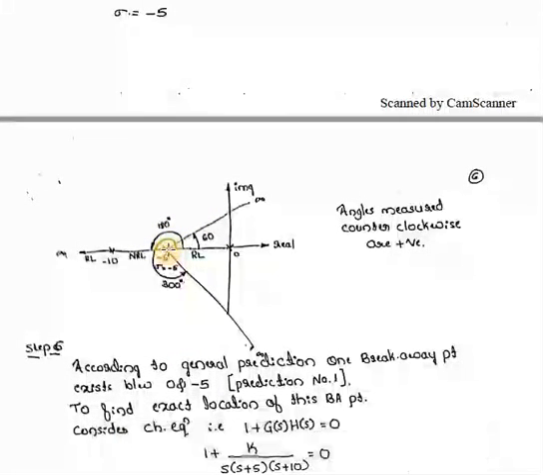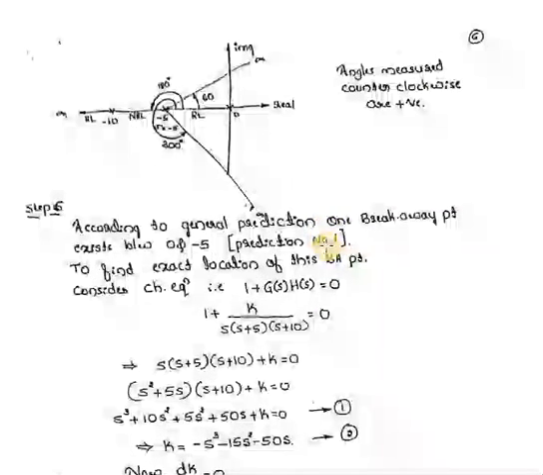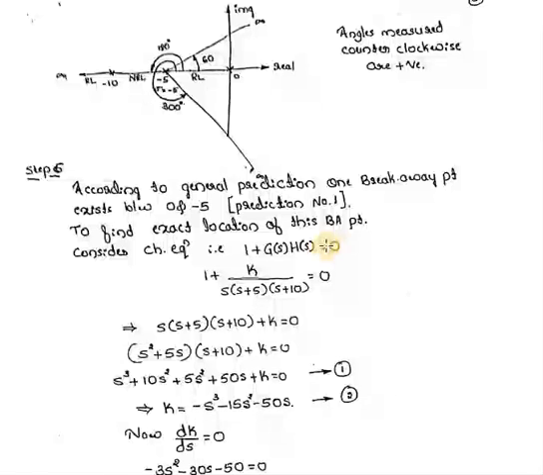From there you need to mark those angles for the asymptotes. One angle is 60 degrees, the second angle theta 2 is 180 degrees, and the third one is 300 degrees. Remember, angles are measured in the counterclockwise direction, that is, you have to consider the positive angles. Then the sixth step: according to the general prediction, one breakaway point exists between 0 and minus 5, because the breakaway point will always lie on the RL part, but you have to find the exact location of it.